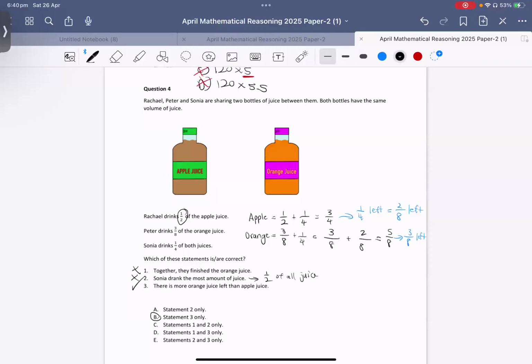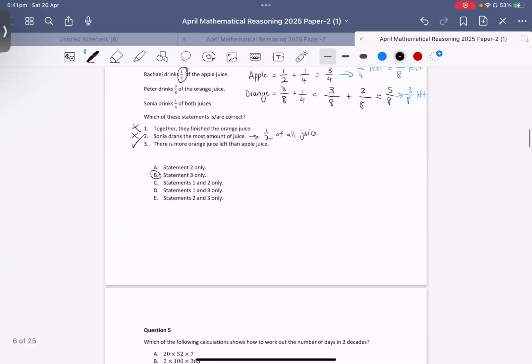Hopefully that one makes sense. Just a little bit of fraction work. Okay.